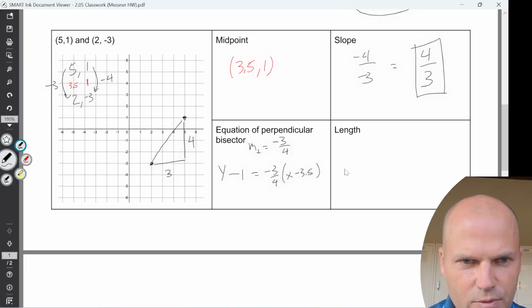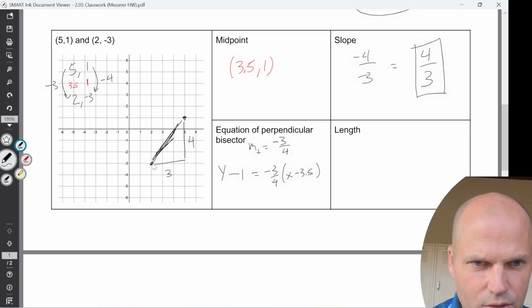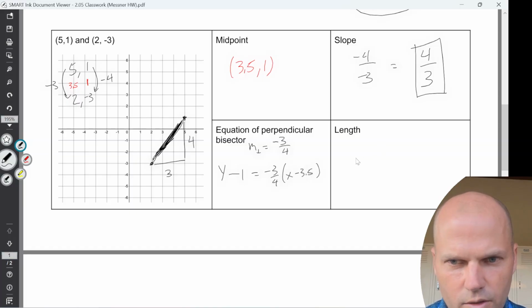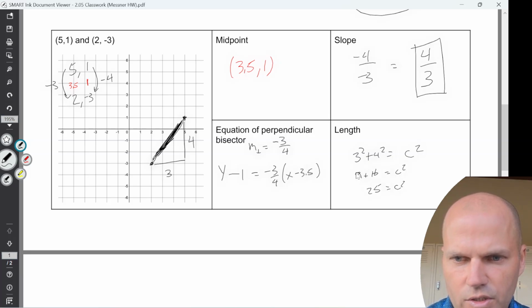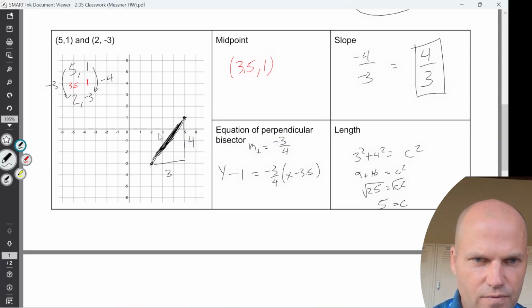And then finding my length, we can see that the diagonal length squared equals the horizontal length squared plus the vertical length squared, or a squared plus b squared equals c squared. This is 9 plus 16, which equals c squared. We got 25 equals c squared. C will equal the square root of 25, and that's just 5. So the length of this is 5.